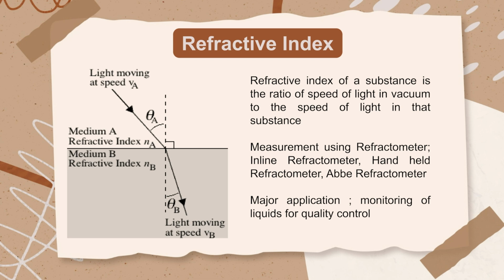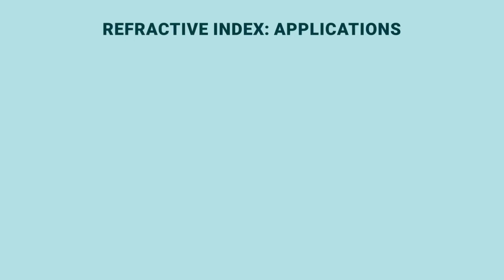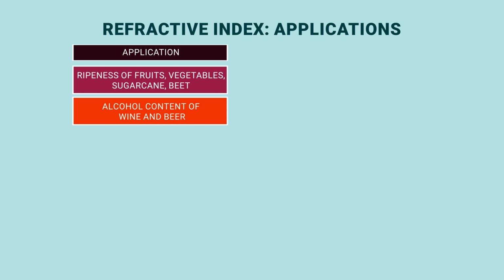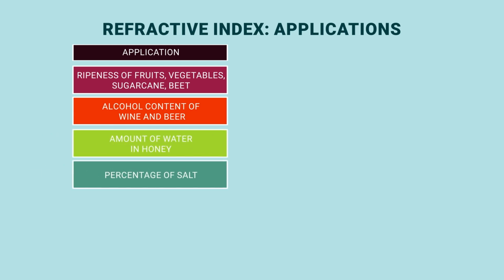Measurement is done using a refractometer: a handheld refractometer, an online refractometer, or an Abbe refractometer. The major applications are for quality control and various other purposes. I told you even moisture can be measured by refractive index. Refractive index applications are plenty. For example, the ripeness of fruits, vegetables, sugarcane, beet. Alcohol content in wine or beer can also be found by refractive index.